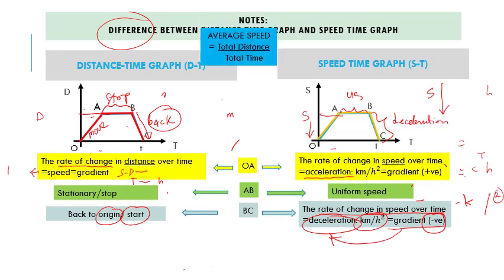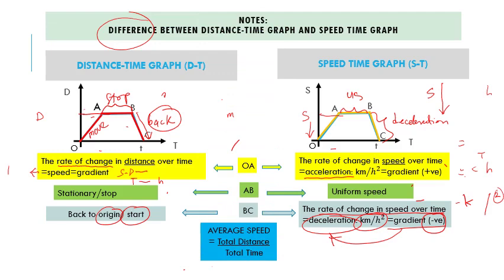Last one is about average speed. Average speed, normally students will get confused for this graph.